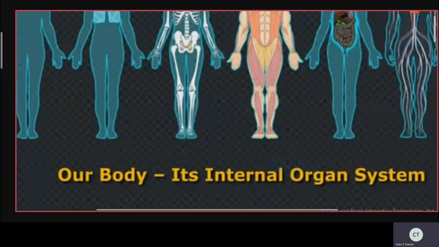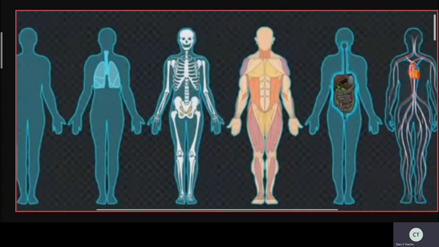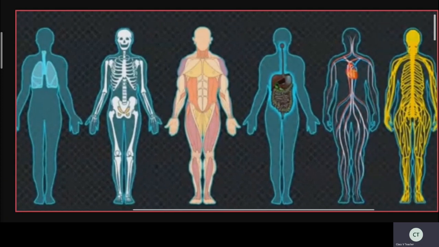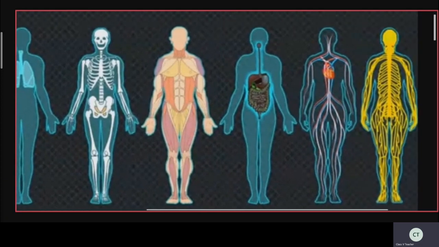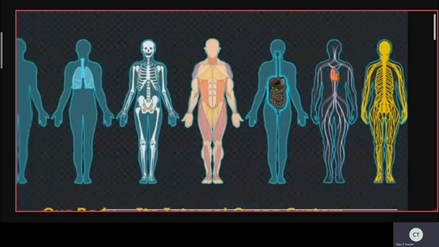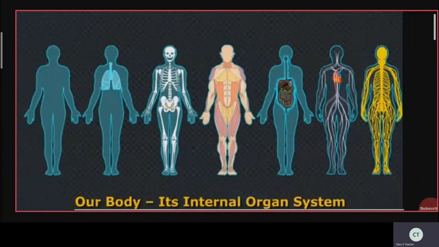Here we have seen the first plain picture, next the lungs, next the kidneys, next the nervous system, muscular system, the digestive system, and the skeletal system. Children, can you see now clearly? Observe the picture keenly and carefully. In this lesson, we will study each internal organ and how it is working in our body.